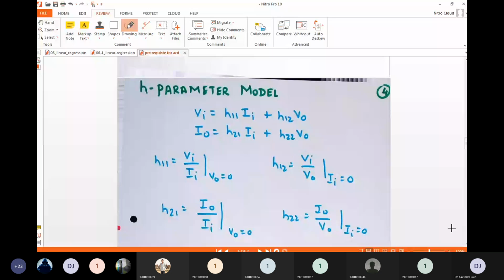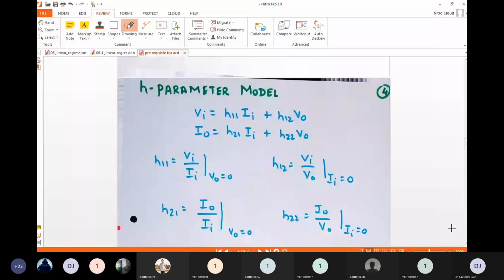Based on these two equations, we are now finalizing the four unknown parameters, that is H11, H12, H21 and H22. I start with H11. H11 is known as Vi upon Ii. This is at V2 equal to 0, or V naught equal to 0. Similarly, H21 is I naught upon Ii when V naught is equal to 0.